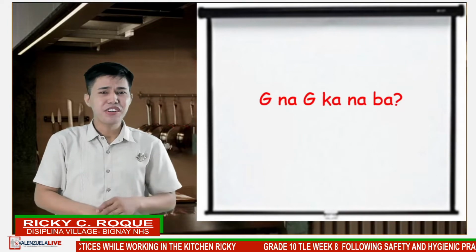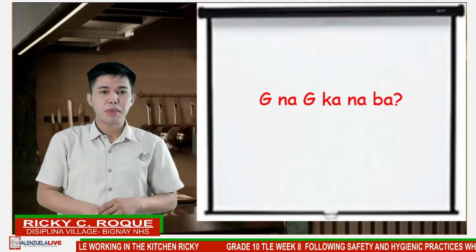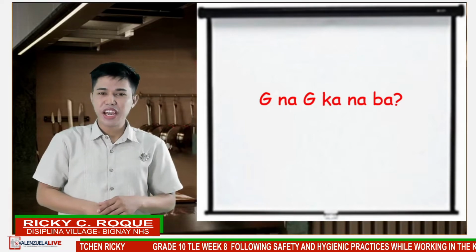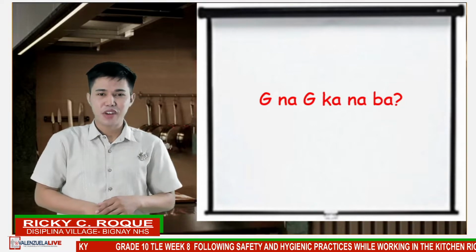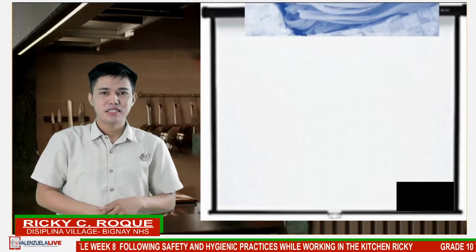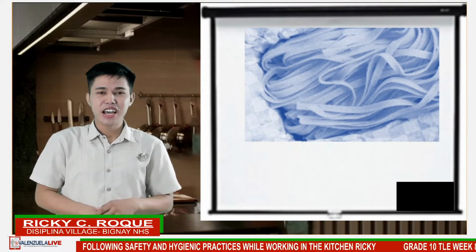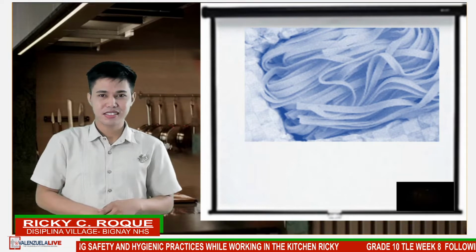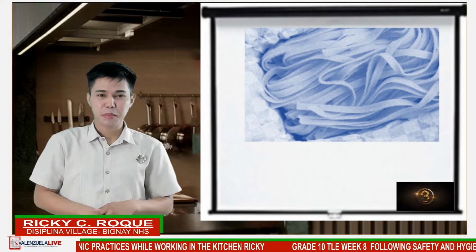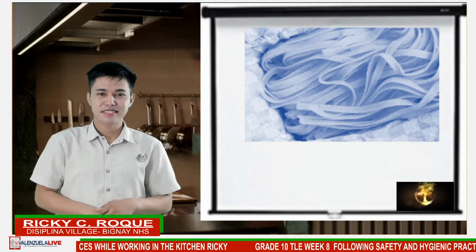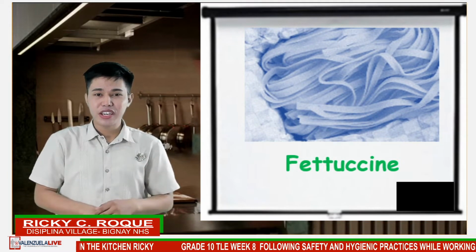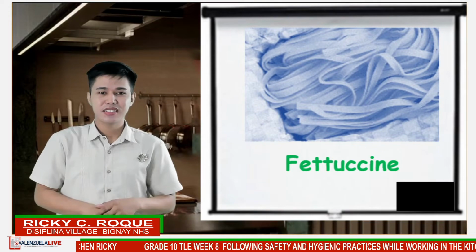Let's see if you still remember your previous topic by playing Gina G ka na ba? What you're going to do is to name the 5 kinds of pasta within 5 seconds. Number 1, Gina Gina for 5 seconds. If your answer is fettuccine, that is correct.